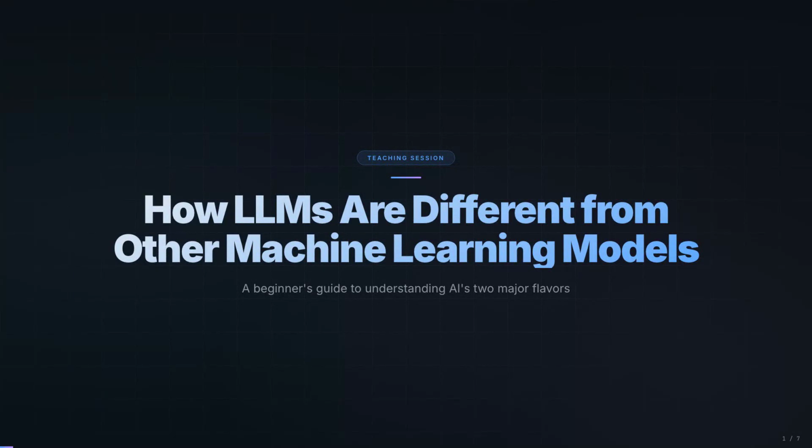Not all AI is the same. There are traditional machine learning models and there are large language models. They solve very different problems. By the end of this video, you will know which is which, where each one shines, and why it matters for you.